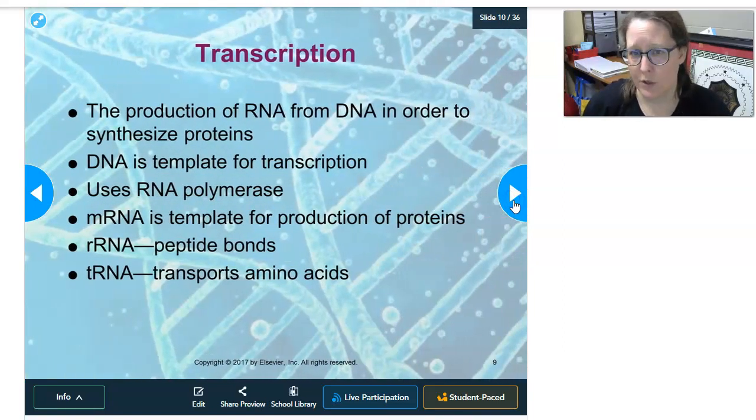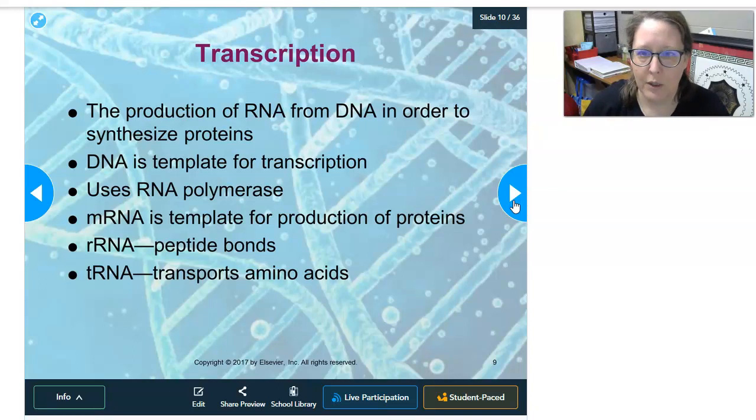Then we have the process of transcription. That is the production of RNA from DNA in order to synthesize protein. DNA is the template that's read for the transcription into RNA. It uses RNA polymerase to generate that RNA strand. Messenger RNA, a single-stranded RNA molecule, is a template for the production of proteins. It is then fed into the next step, into ribosomes, to make proteins.